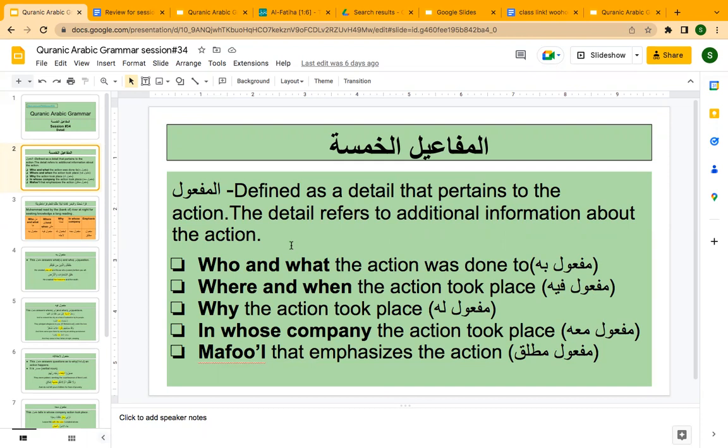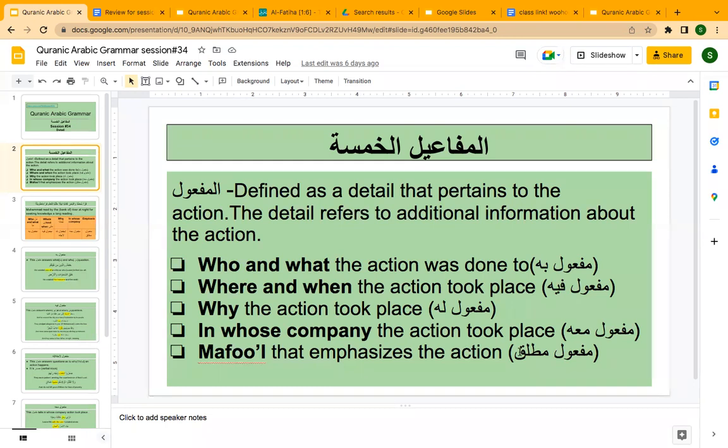The maf'ul that you are going to be seeing in your jumla failure are going to be maf'ul bihi, maf'ul fihi, maf'ul lahu, maf'ul ma'ahu, and maf'ul mutlaq. Yes, I understand that hal is also a detail, and you are rightly considering it a detail, but we are not going to call it maf'ul. We will just call it al-hal. Is this clear? I hope it is.